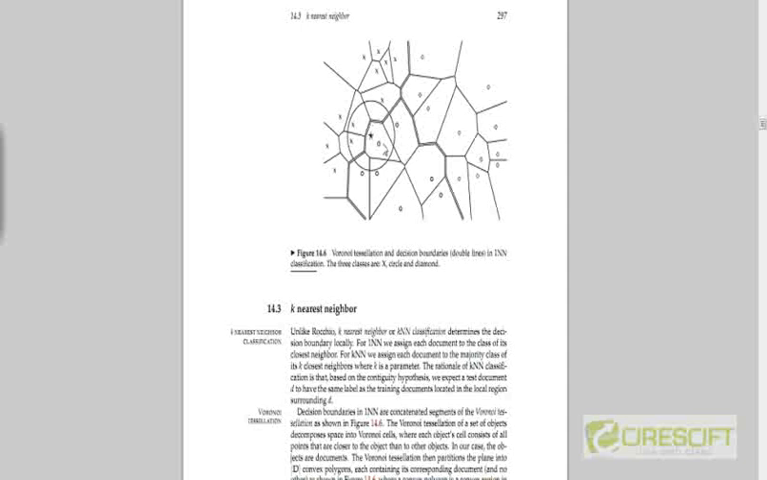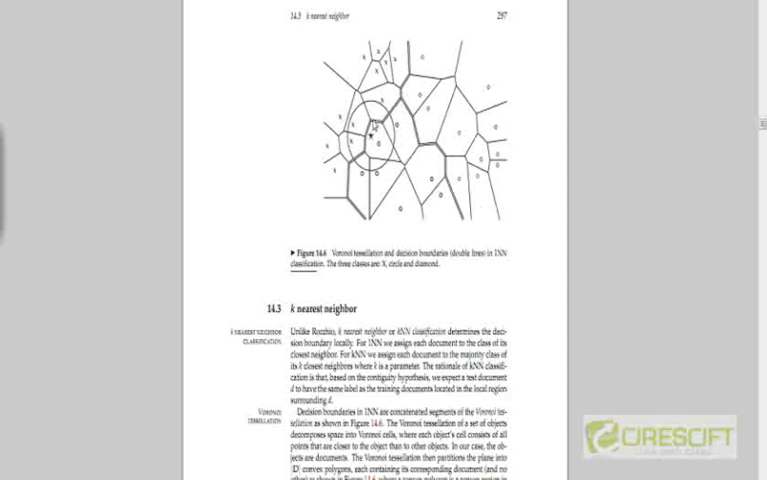Now, if you look at these thicker lines over here, these thicker lines are separating the cell for an instance of the circular class from a document that falls into another class. So all these regions, all these cells can be grouped together because they fall into the same class.